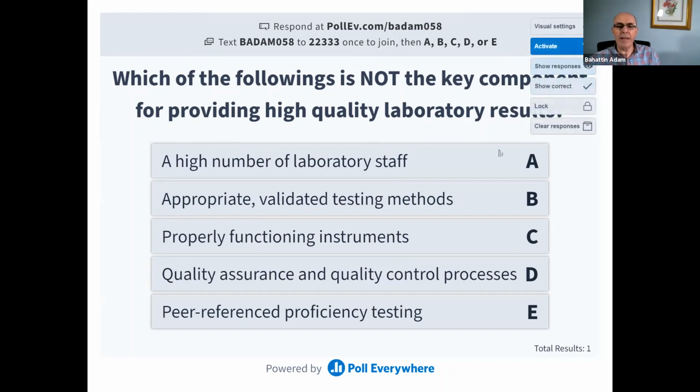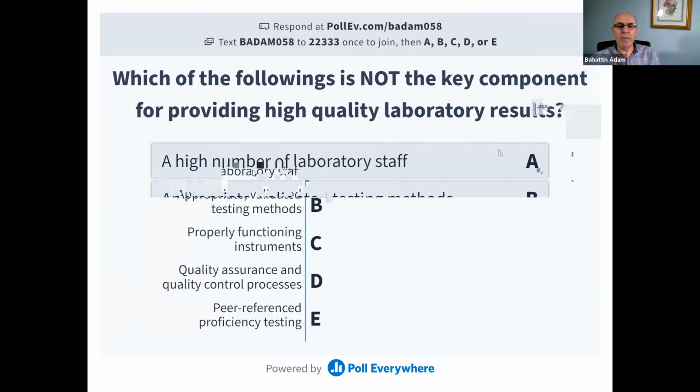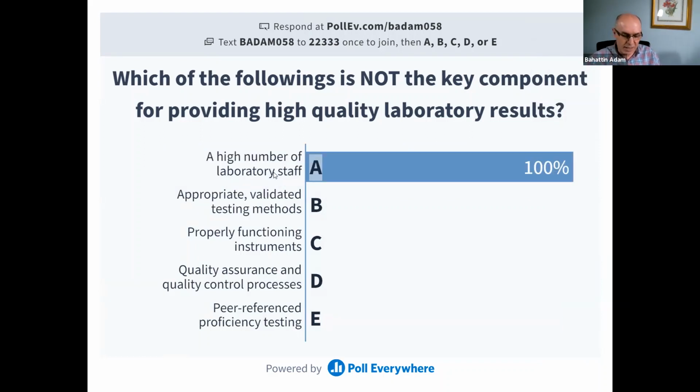Okay, see. The high number of laboratory staff is not a key component for providing high quality laboratory results. The education of the laboratory staff, the level of education and the level of experience of the staff, is important. However, the number is not always important.